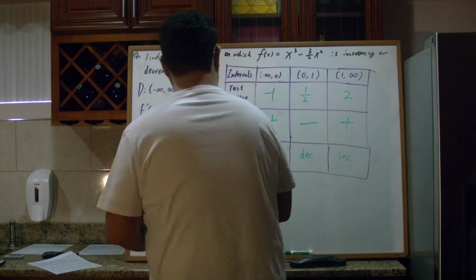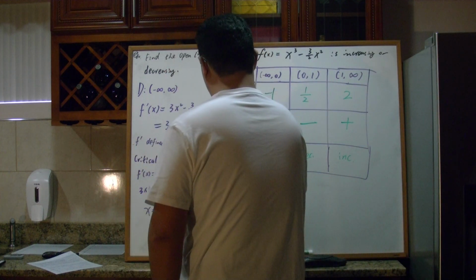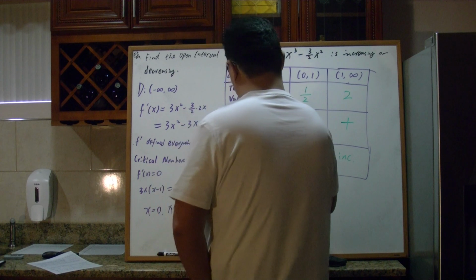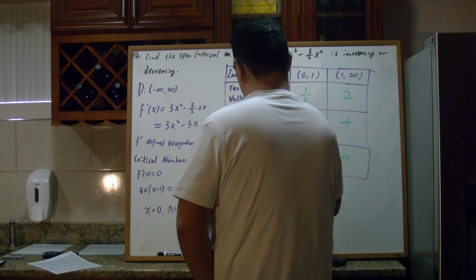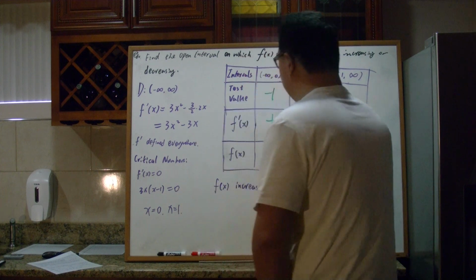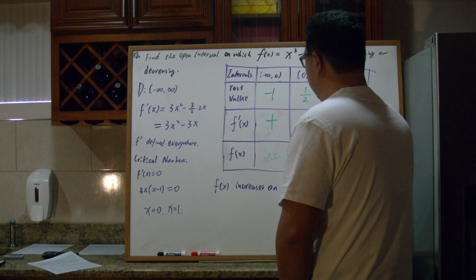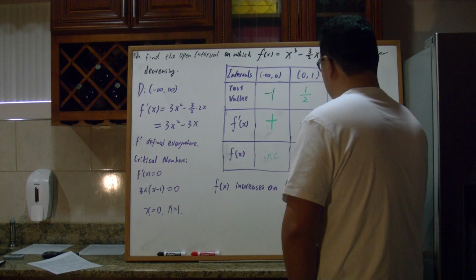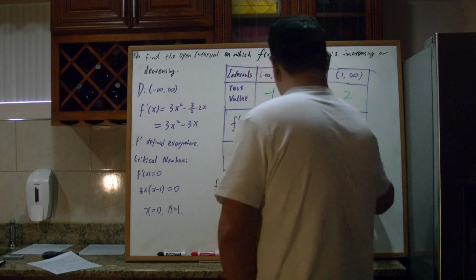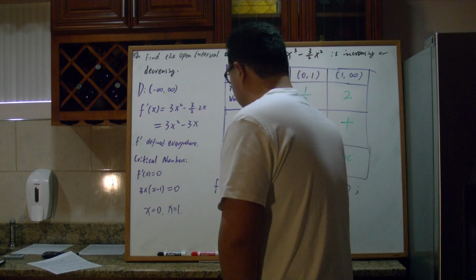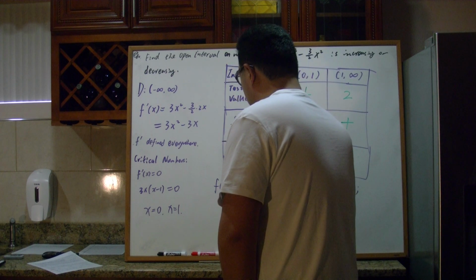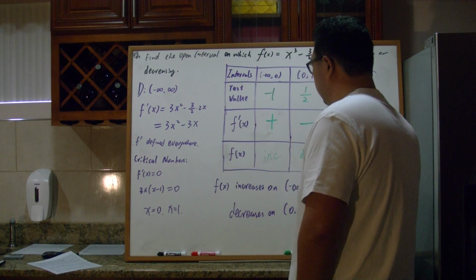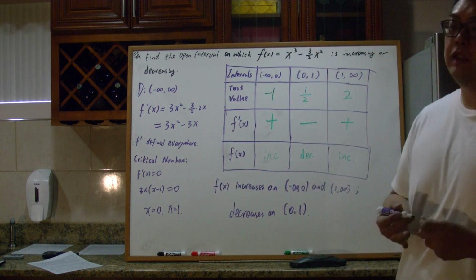Therefore, now we get the conclusion that f of x increases on the interval from negative infinity to 0 and 1 to infinity, decreases on the interval from 0 to 1. Right, that is a full step.